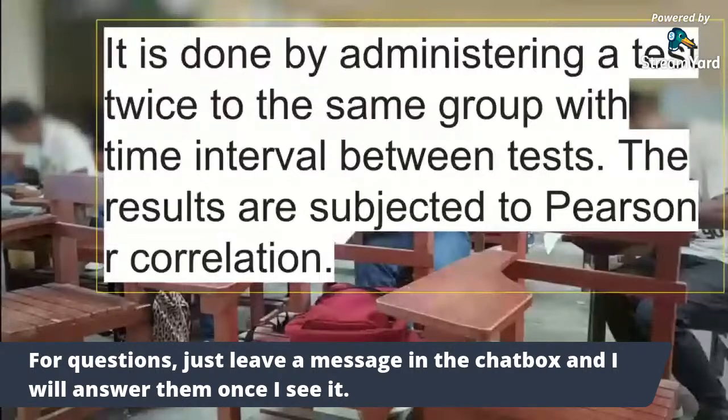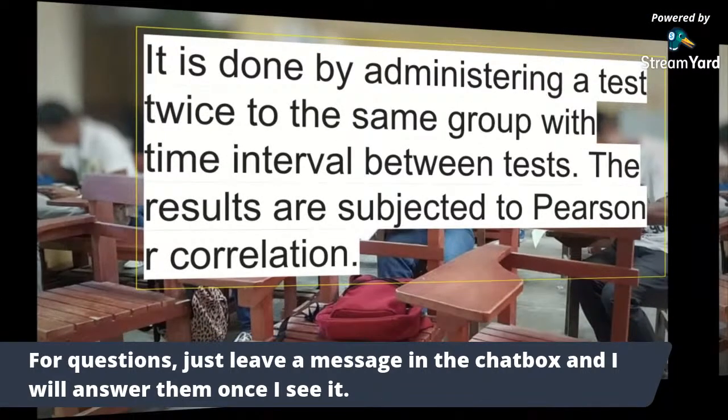This is done by administering a test twice to the same group with a time interval between tests. Okay, so the results of the tests will be subjected to Pearson r correlation. Okay, so the higher the value of r, the higher the correlation is, the more stable the test. Okay, so again, for test-retest, from the name itself, there are two tests which will be administered. There's a test that will be administered twice to the same group with a time interval between tests.